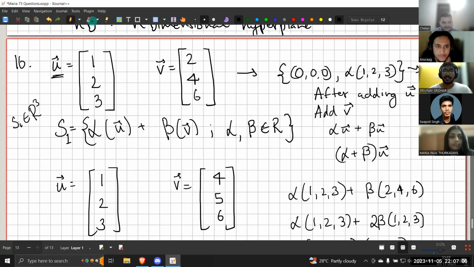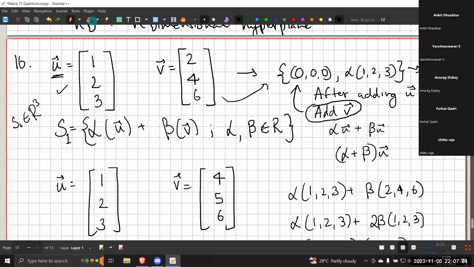So when I try to add V, V already exists in the subspace. I initially added only U, and I got a subspace, and then I tried to add V, but V already was part of the subspace.